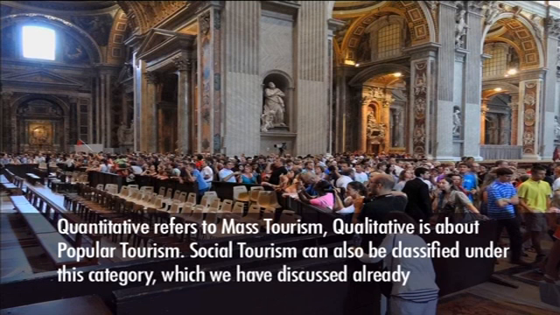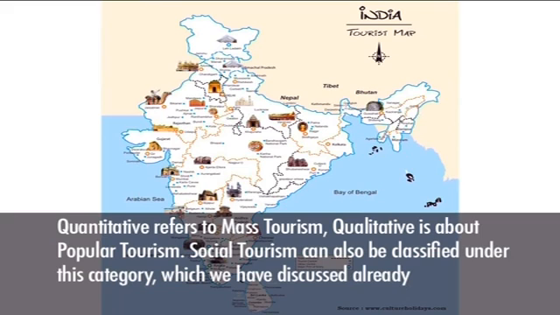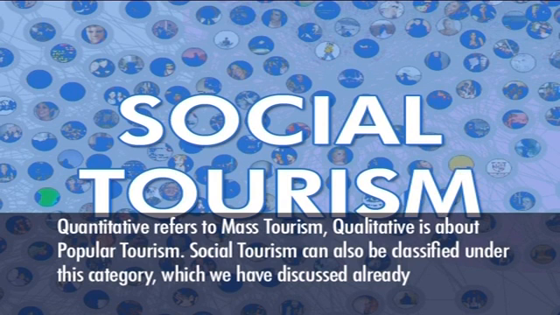Quantitative refers to mass tourism. Qualitative is about popular tourism. Social tourism can also be classified under this category, which we have discussed already. So far, we discussed the typology and forms of tourism. This would have given you a broad perspective of the various types and forms of tourism that are popular across the world. People combine more than one form of tourism to make the best of it.